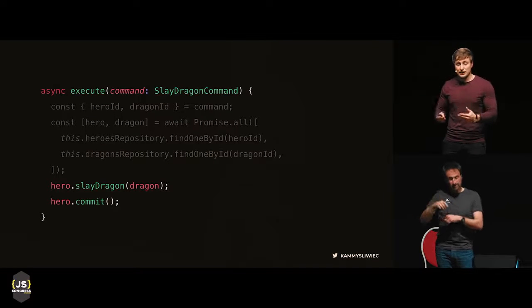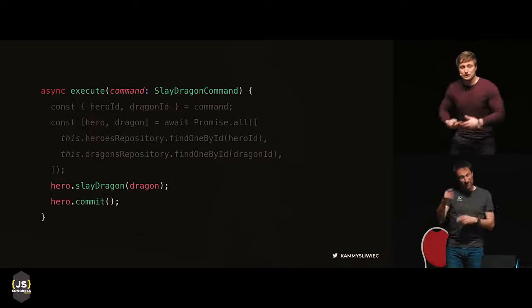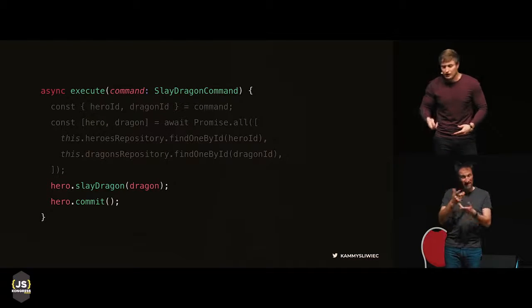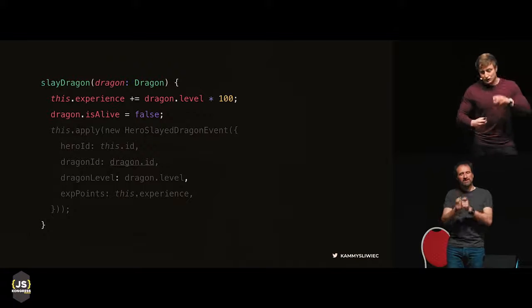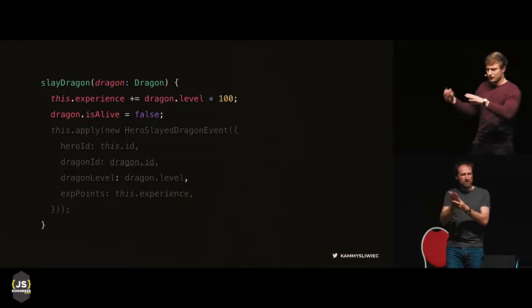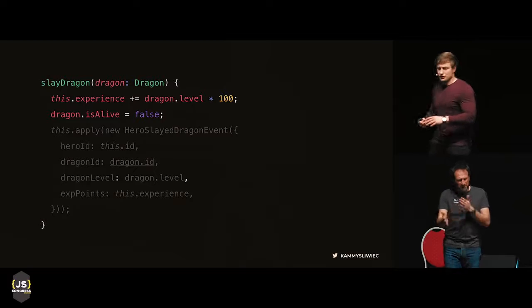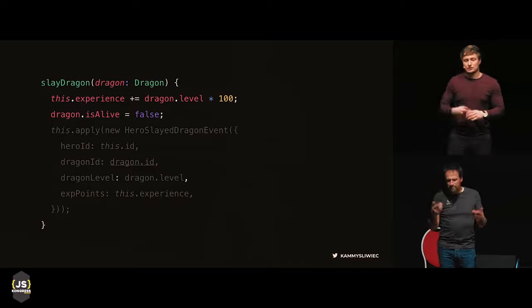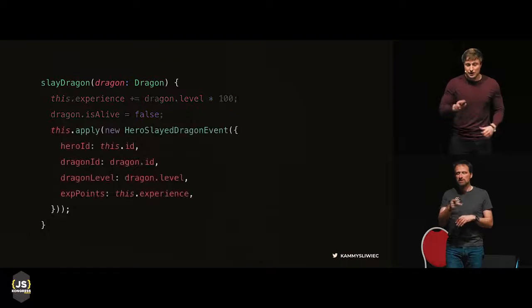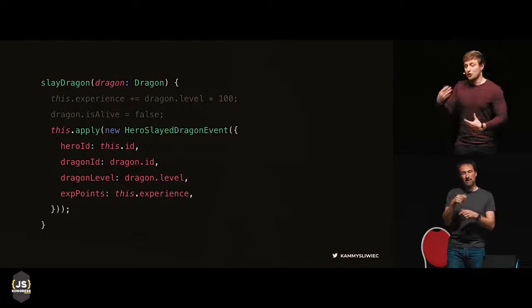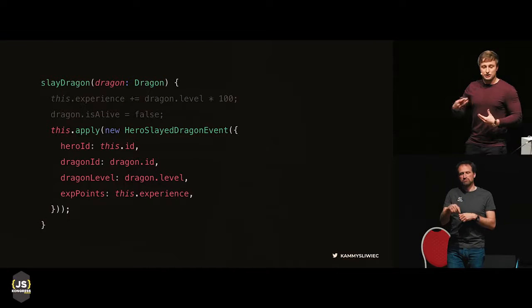What is the most important here is hero.commit. So every time when you change something, you have to commit your changes, similarly as in the Git repository. So this is the slayDragon method that I talked about. We have this typical business logic here: experience, dragon isAlive. But the most important part is this apply. So now we are dispatching an event, and we have a domain event, which is HeroSlayDragonEvent.